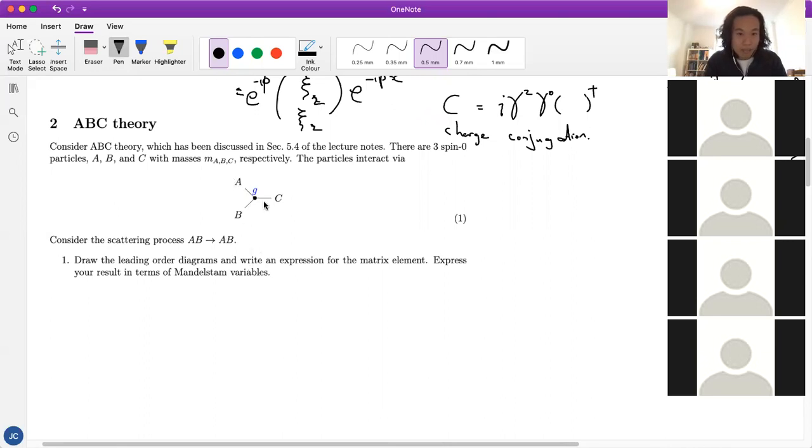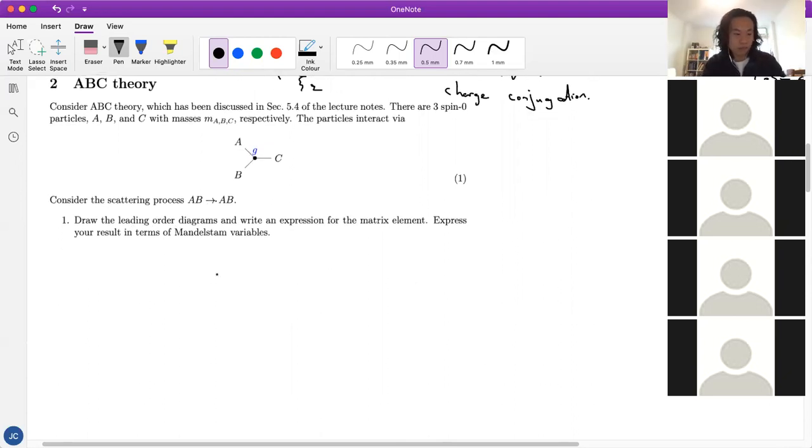So here we just have ABC, and they're all massive particles with some mass that we don't know, but we just define them as MA, MB, and MC. And we only have this one interaction vertex where we couple all 3 particles, and the vertex factor is g. So that's the coupling constant. Now we want to consider a process where we scatter AB into AB. So that means initial state AB and then final state AB. What goes on in between is kind of a free-for-all, but it's constrained by what's available in this theory. So draw the leading order diagrams and write an expression for the matrix element.